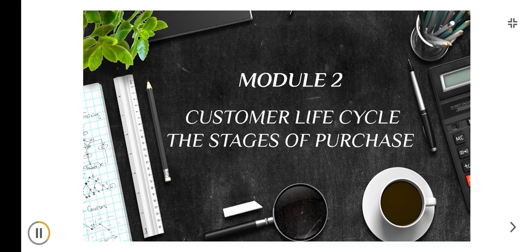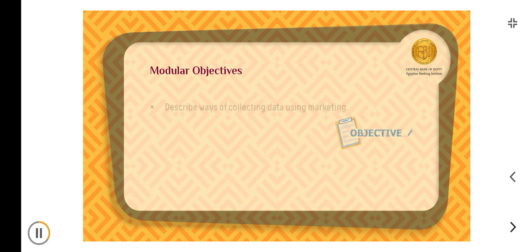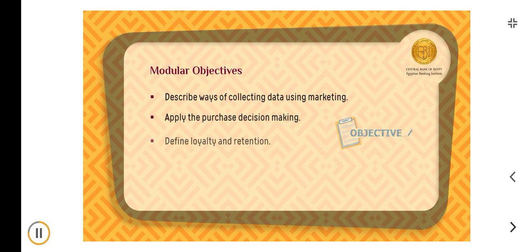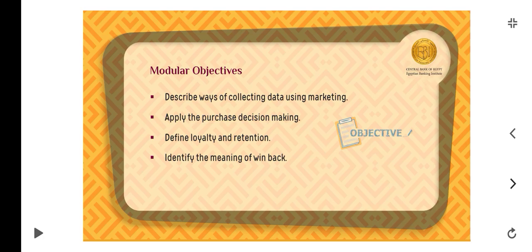Module 2. Customer Life Cycle, the stages of purchase. By the end of this module, you will be able to describe ways of collecting data using marketing, apply the purchase decision-making, define loyalty and retention, and identify the meaning of win-back.